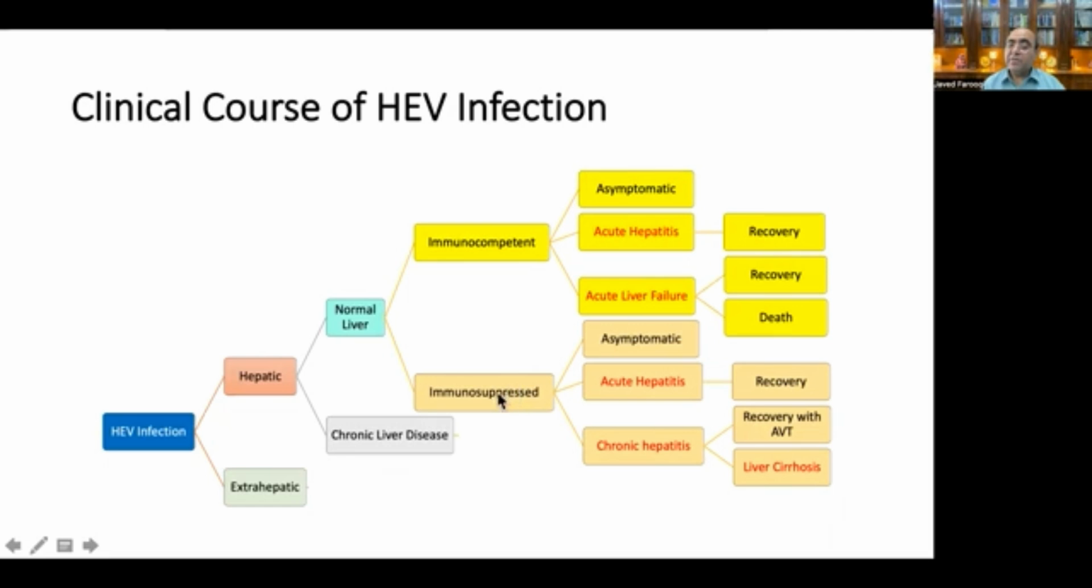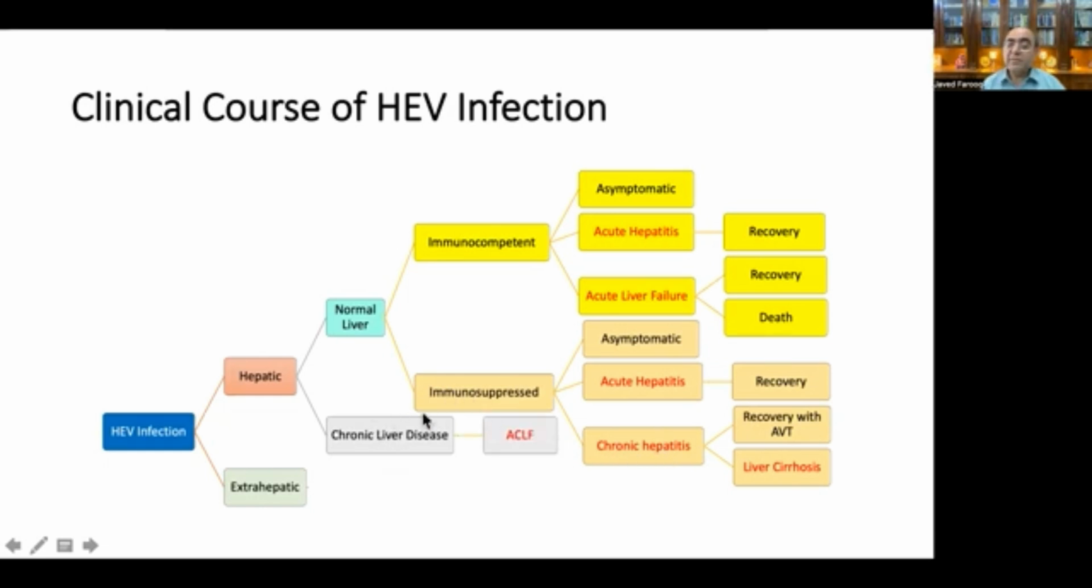So in immunosuppressed patients, it may be asymptomatic or acute hepatitis, which may recover, but in genotype 3 and 4, it can lead to chronic hepatitis, where recovery is possible with antiviral treatment, or the patients may develop liver cirrhosis.